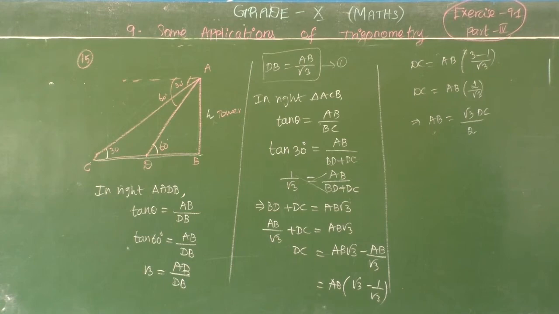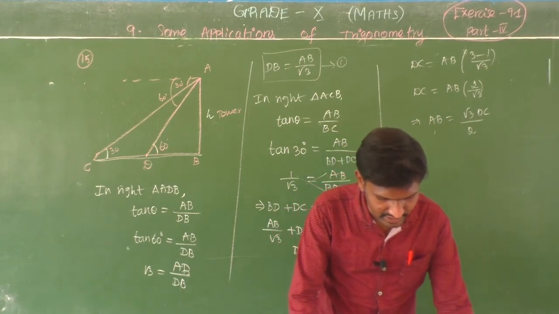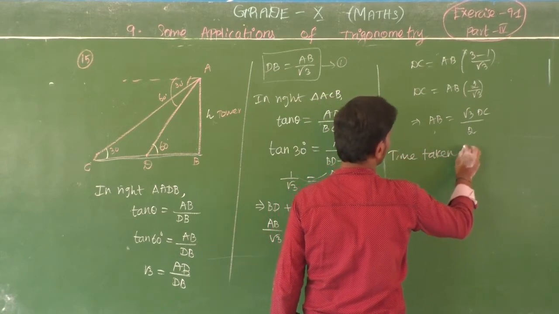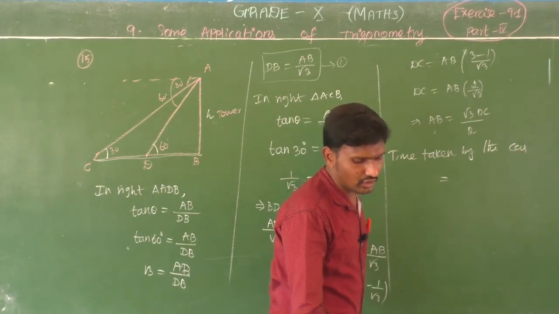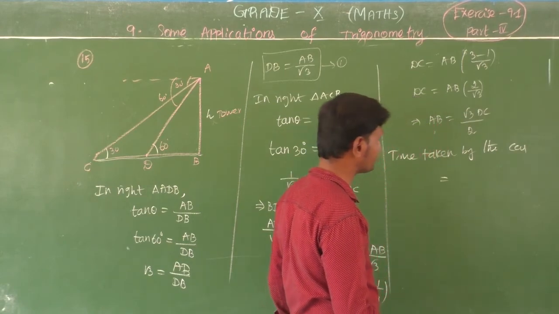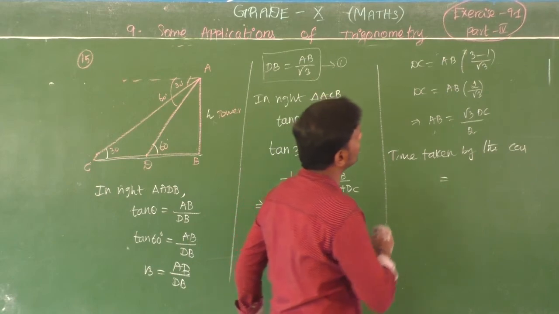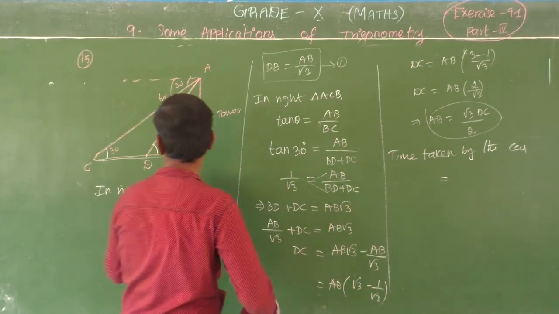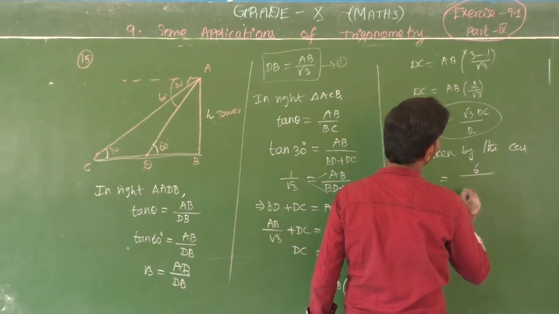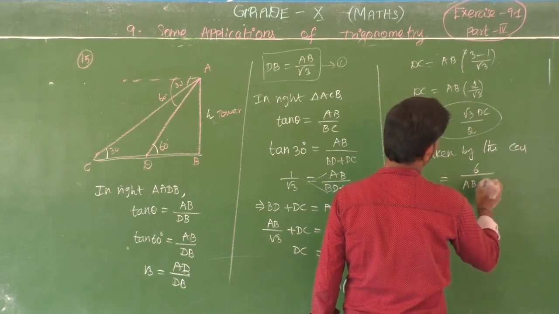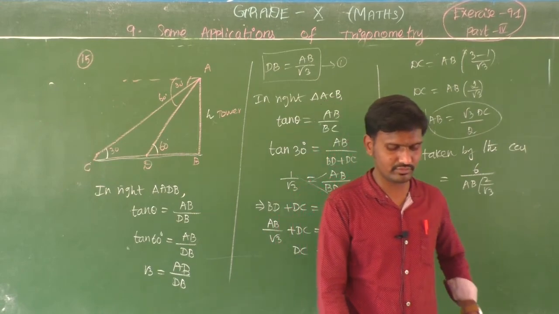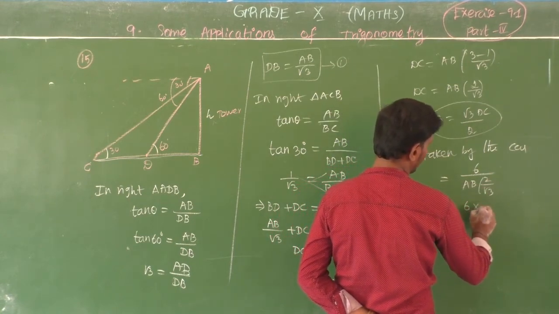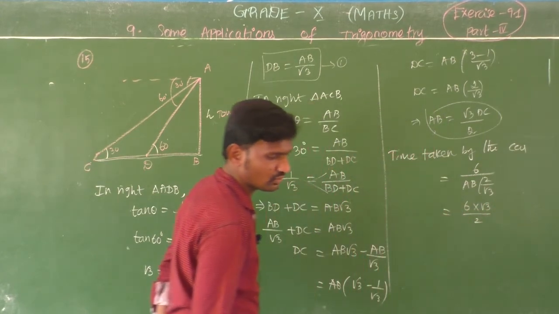Now the time taken, they have already given 6 seconds. So time taken by the car at the distance DC, it is very simple. We know DC only, so already you know 6 seconds. So divide 6 by what? AB by 2 root 3, AB divided by 2 root 3. Now I'm going to take a cross multiplication to get 6 into root 3 by 2.